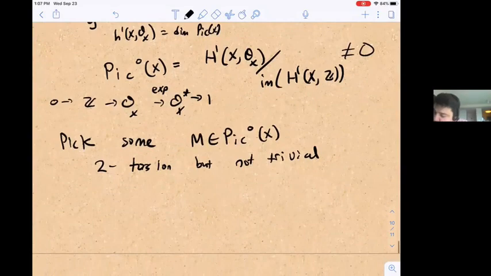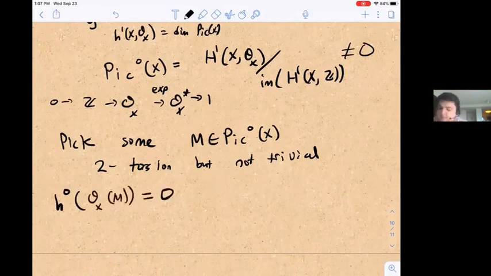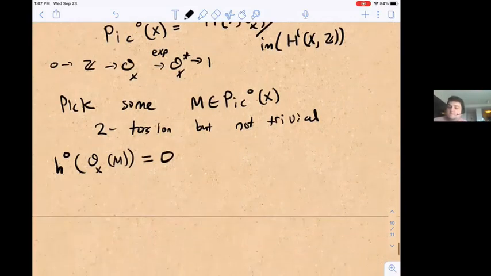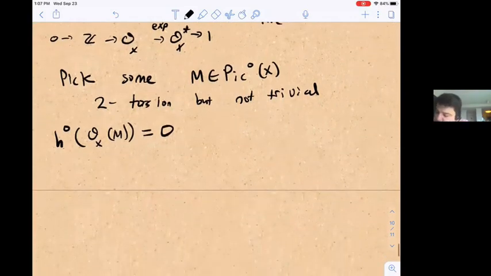And now, because it's torsion but not trivial, we know that H0 of M is 0. But on the other hand, let's compute with Riemann-Roch. So H0 of, okay, so we have this H2 term in Riemann-Roch.